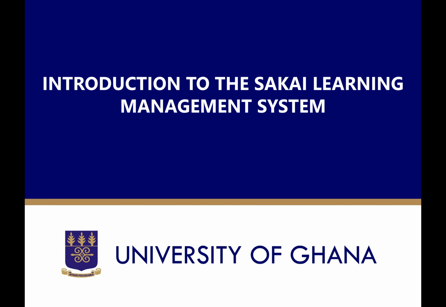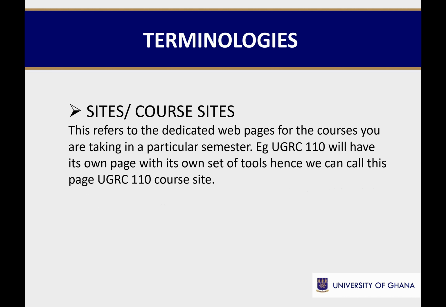First, I'd like us to look at some terminologies. The first terminology we'll look at is sites. Site refers to the dedicated web page or web pages for the courses you are taking in a particular semester. So for example, in this semester, you'll be taking a course UGRC 110. UGRC 110 has its own page with its own set of tools that you can use to navigate around. So we can refer to UGRC 110 as a course site on Sakai.